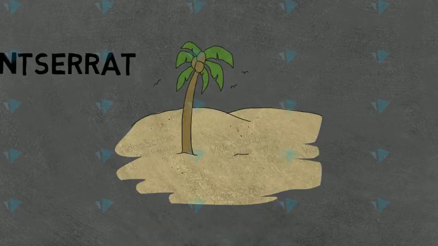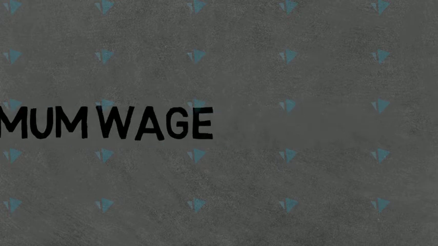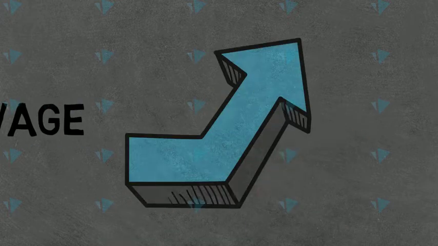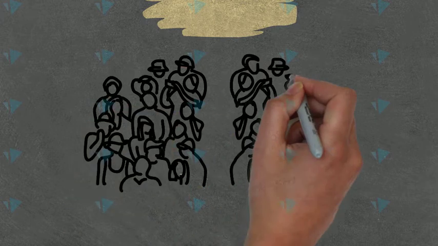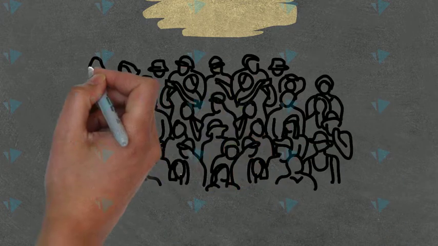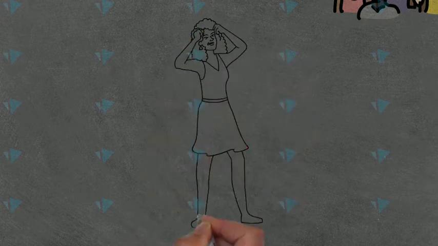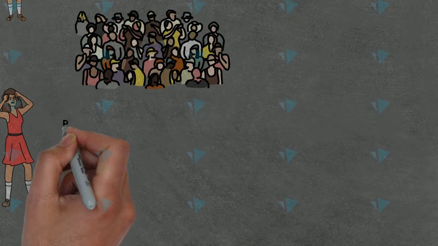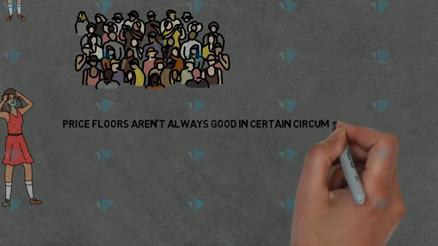But the problem about this is that California has recently raised their minimum wage to $18 an hour, meaning that this job is extremely difficult for her to get because of the increased competitiveness of getting this job. So this leaves Montserrat very frustrated, and she feels like she has no other option and nowhere to go. So price floors also are not always good in certain circumstances.